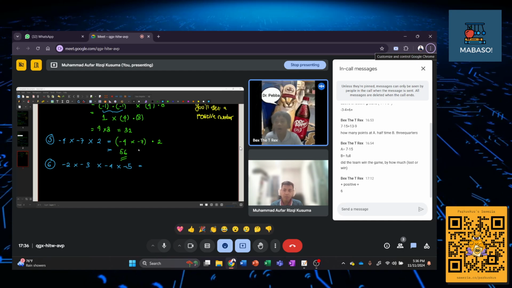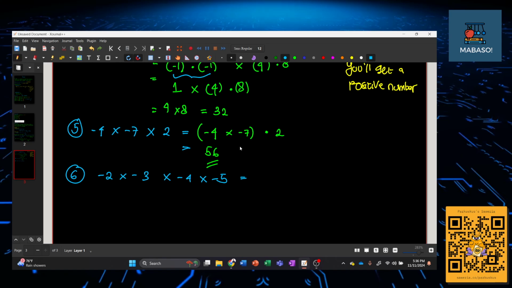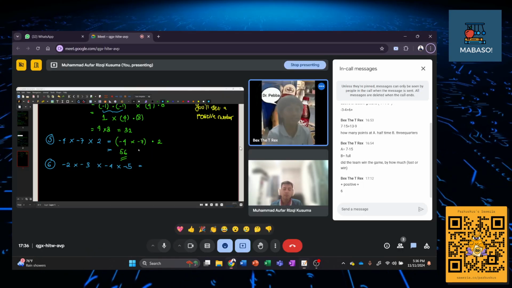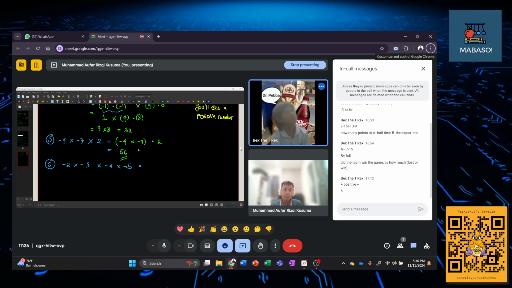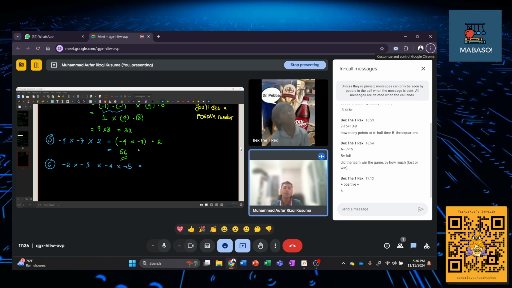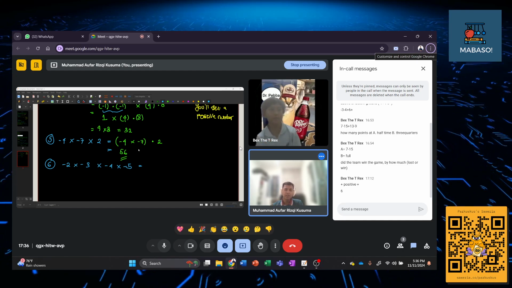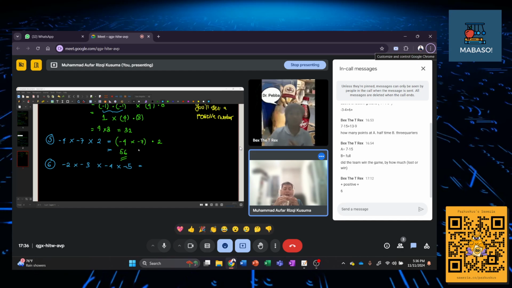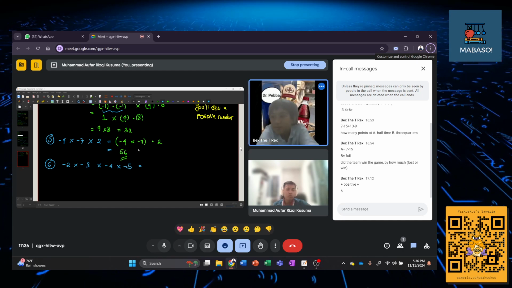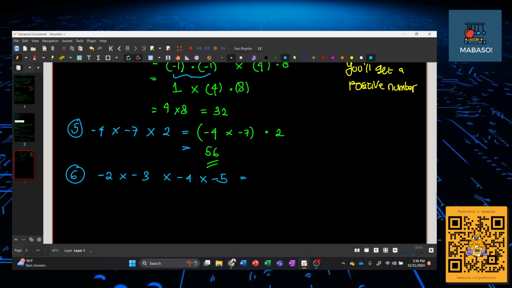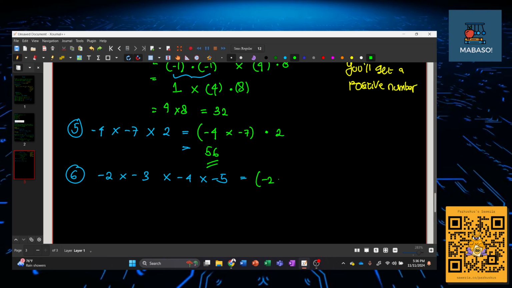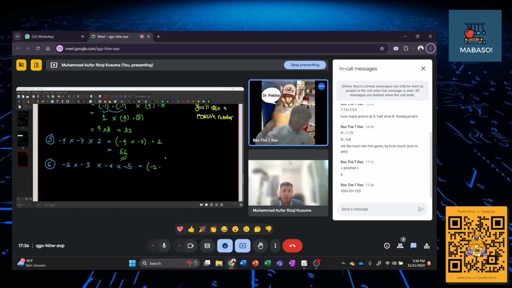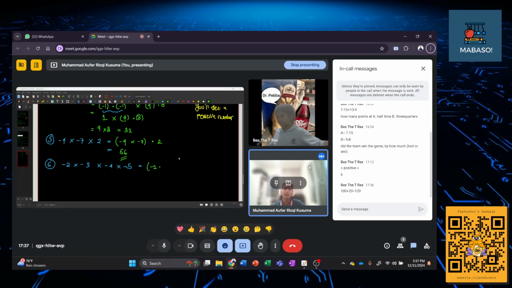20 times 5. You can divide this problem into a much smaller problem. First, you have to calculate the -2 times -3 first. What is that? 120. Yeah. Positive or negative? Positive or negative, Bex?